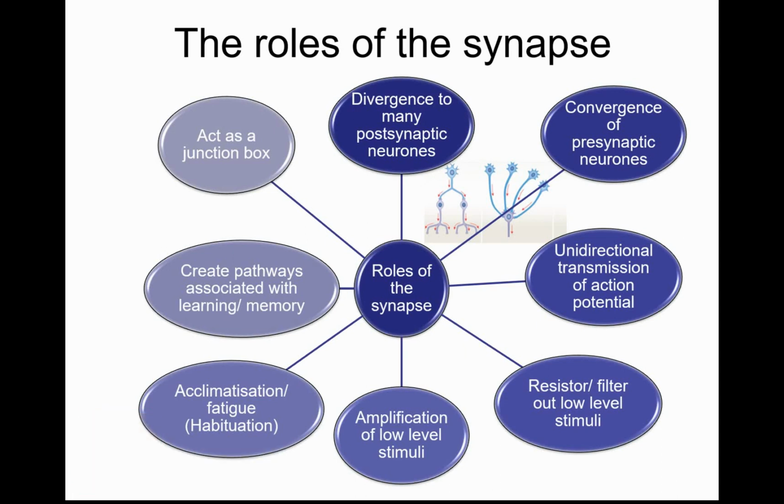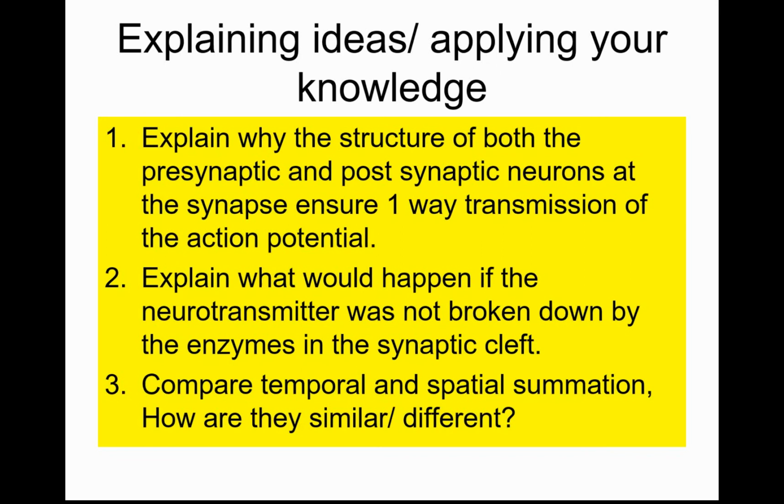So what I want you to do is explain why the structure of the presynaptic and postsynaptic neuron ensures one-way transmission. Explain what would happen if the neurotransmitter was not broken down by the enzymes in the synaptic cleft. And compare temporal and spatial summation. How are they similar to each other and how are they different? You might need to do a bit of reading about that. I've talked to you a little bit about it already.